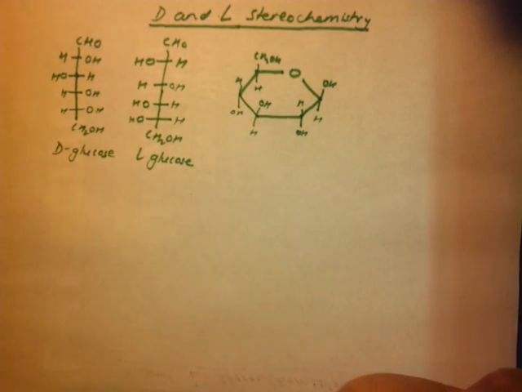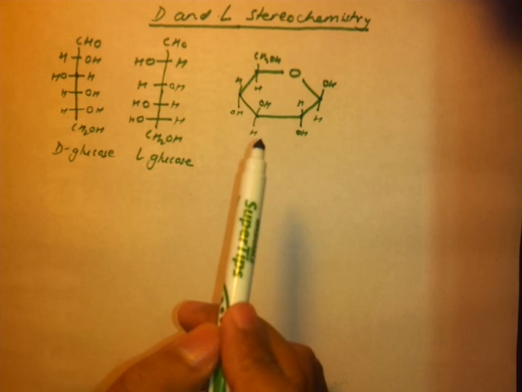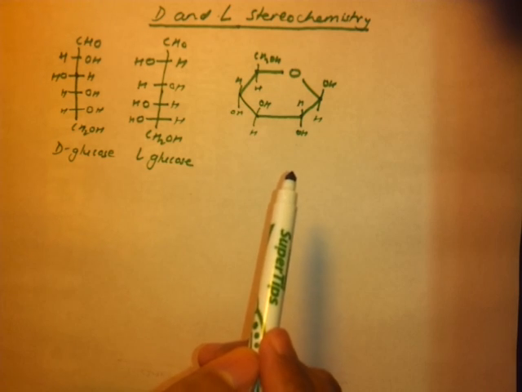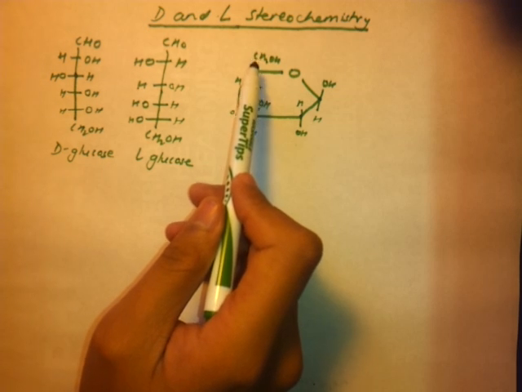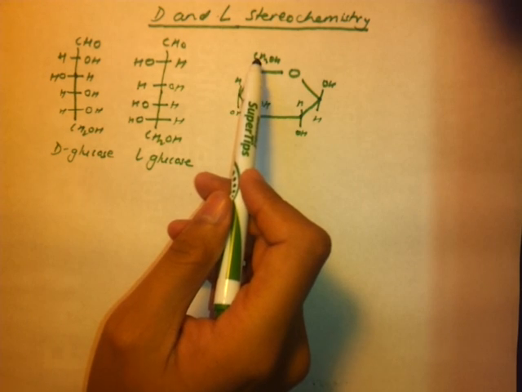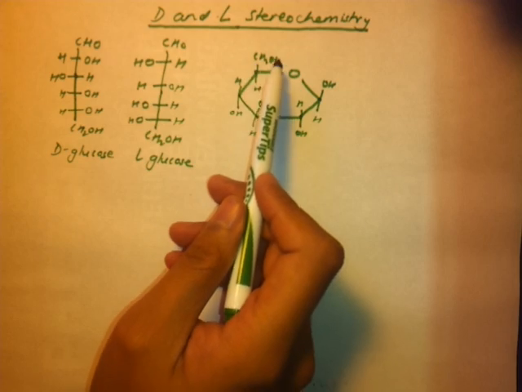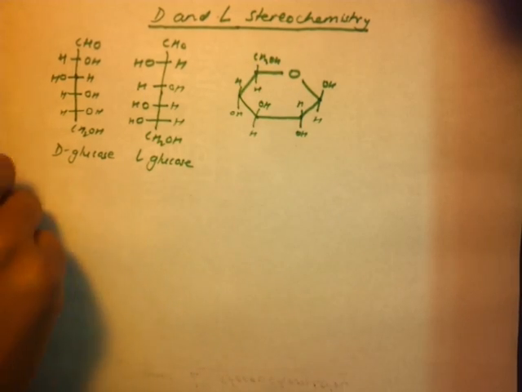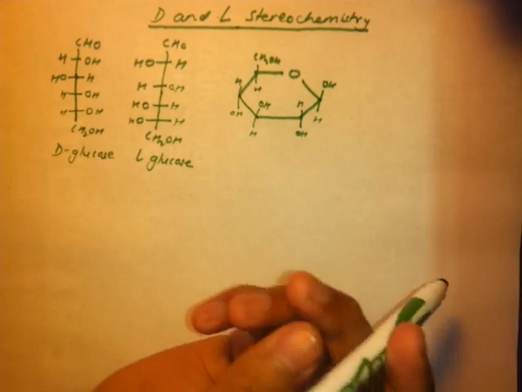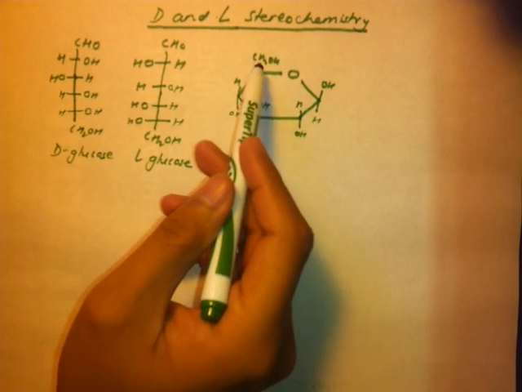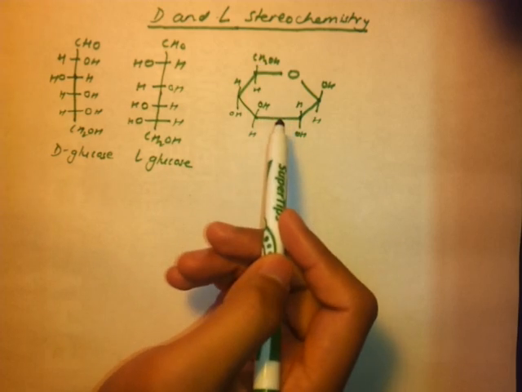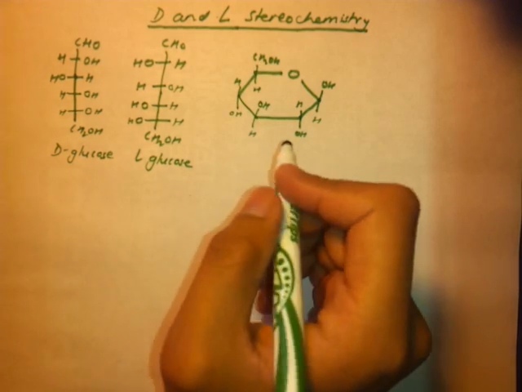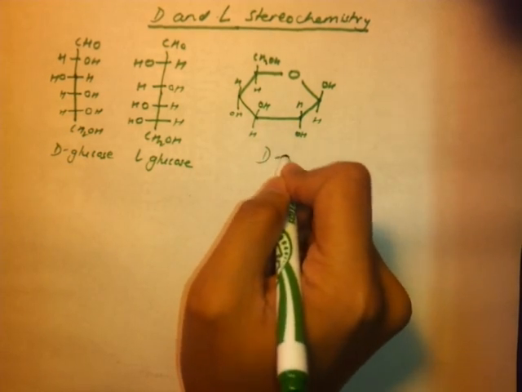I just drew a structure of glucose in a ring form, and just by looking at it, the way we can classify it as D or L is to look at this CH2OH. If this CH2OH is on the top, this should be a D glucose. If the CH2OH was on the bottom, this should be an L glucose. So for all other ring structure compounds, if you find this CH2OH on the top, it's going to be a D. If it's on the bottom, it's going to be L. So this is our D glucose.